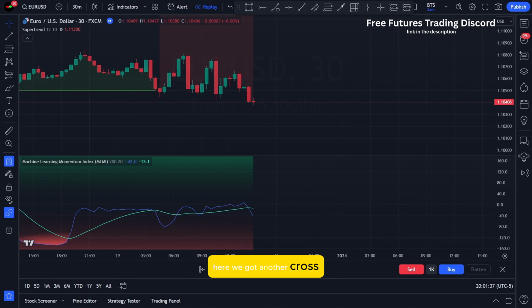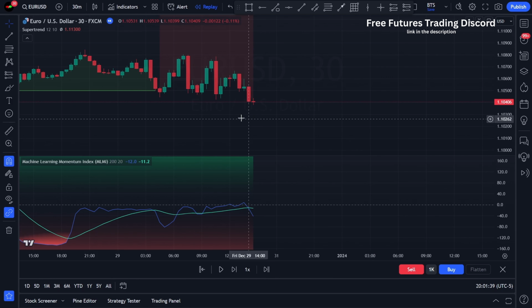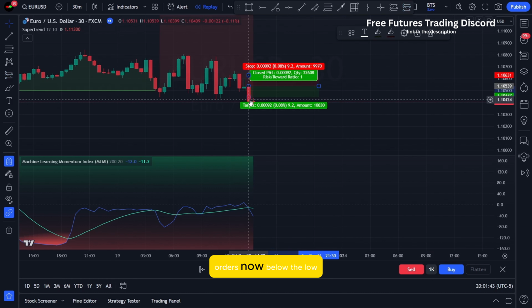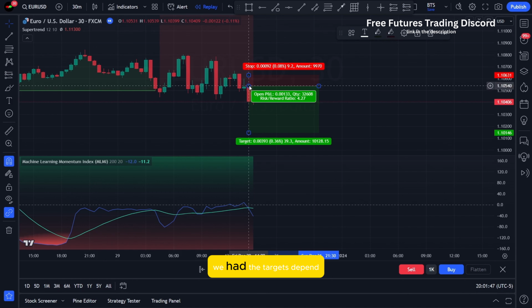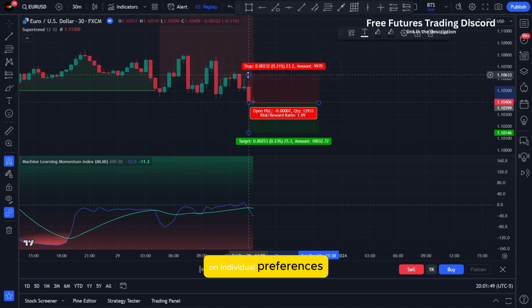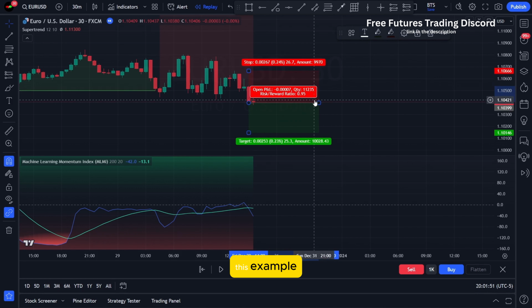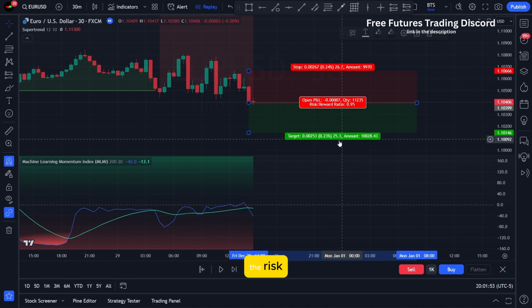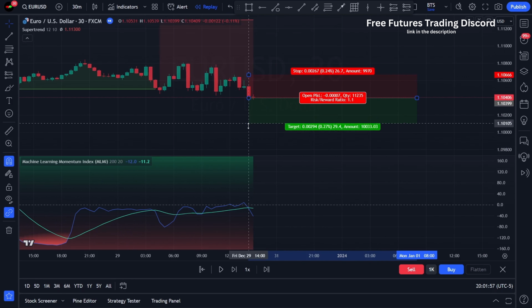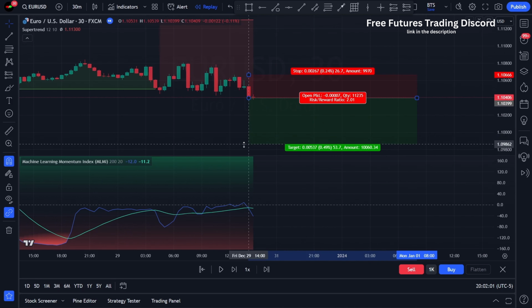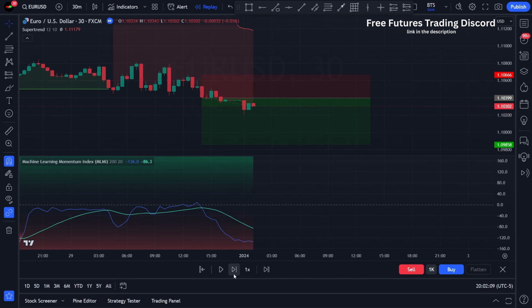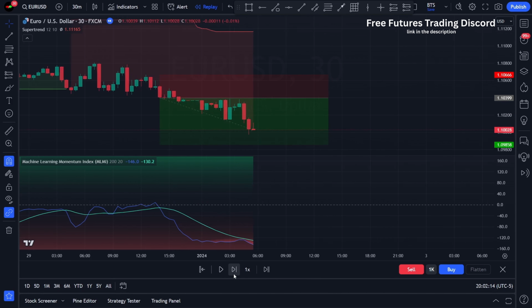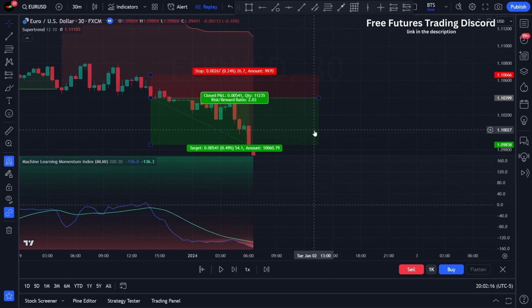Here we got another cross down signal. We will place our entry orders now below the low and put the stop loss at the latest swing high we had. The targets depend on individual preferences, but for the sake of this example, I'll put it at twice the risk. And target gets hit.